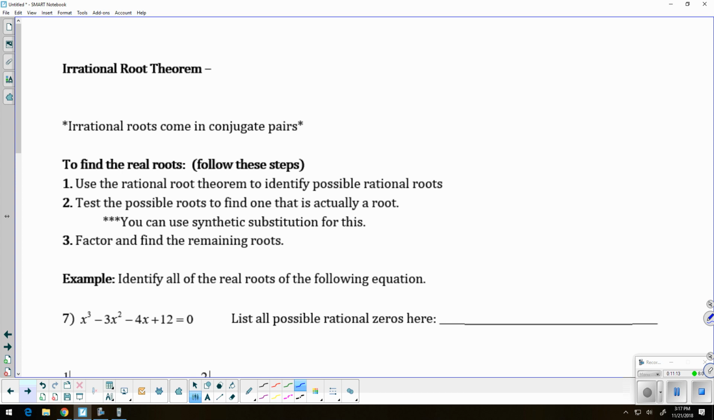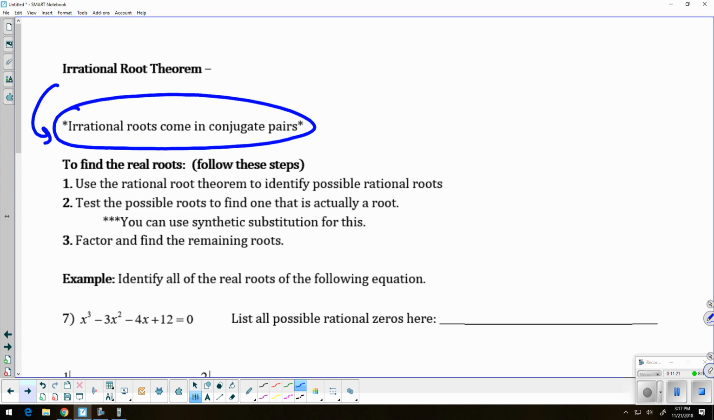So that again was the rational root theorem. Now we have the irrational root theorem, which basically just says this. It says that irrational roots will come in conjugate pairs. So breaking this down, irrational. Typically that means you just have a radical left over in your answer, and we should know what a conjugate is by now. But here's kind of a little example I have.